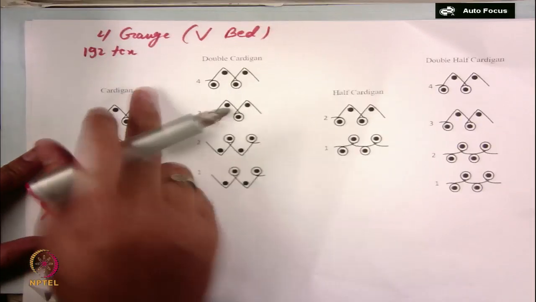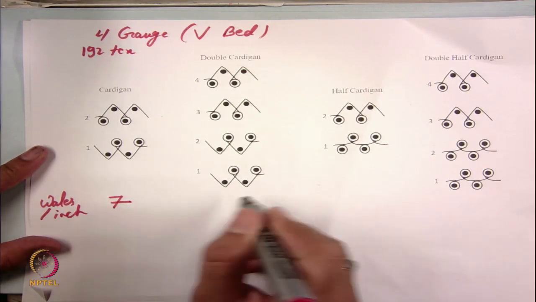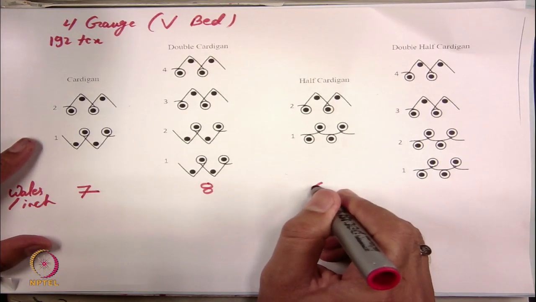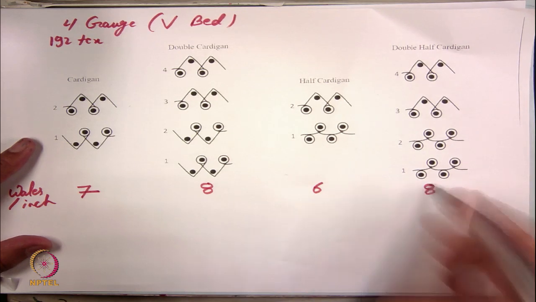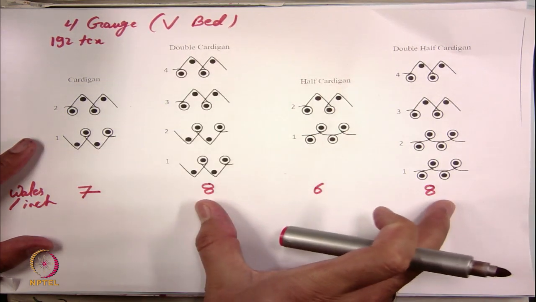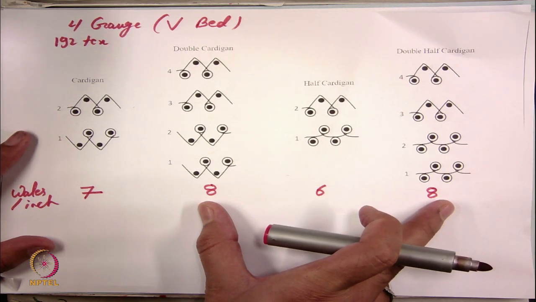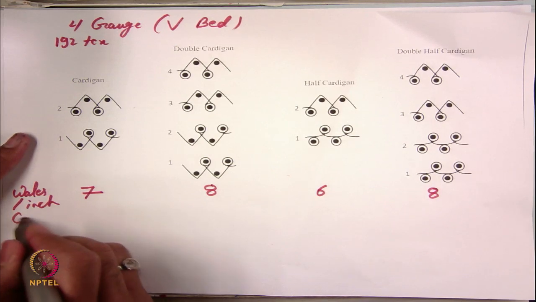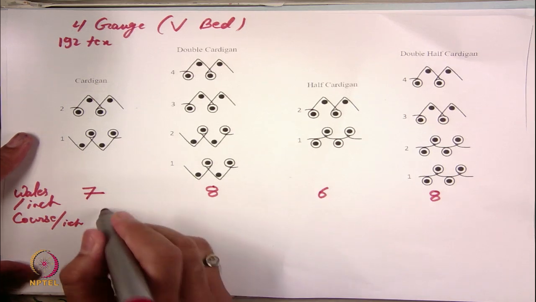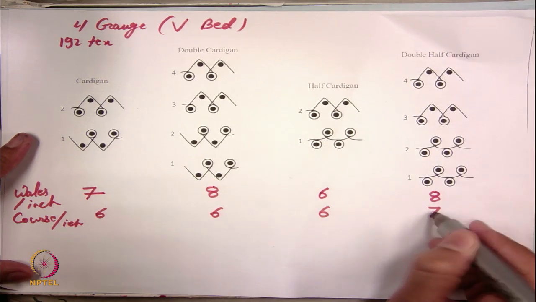For cardigan, the wales per inch measured was 7. For double cardigan, it was 8. Half cardigan 6, and double half cardigan 8. So you can see with more consecutive tucks, you can have a greater number of wales per inch. Courses per inch, when you see it, was 6, 6, 6 and 7.